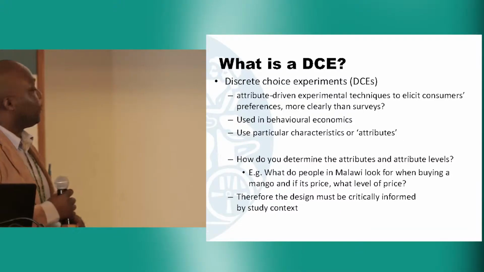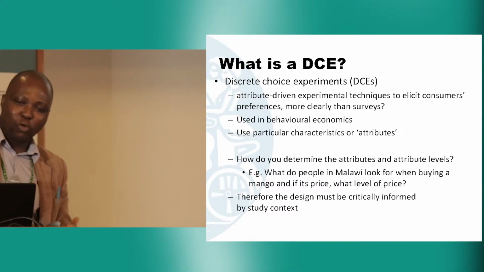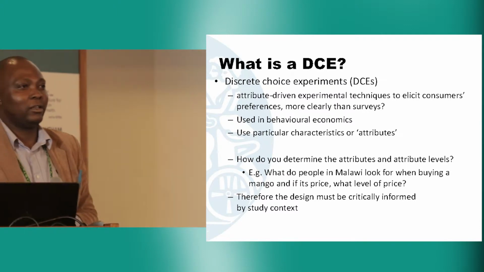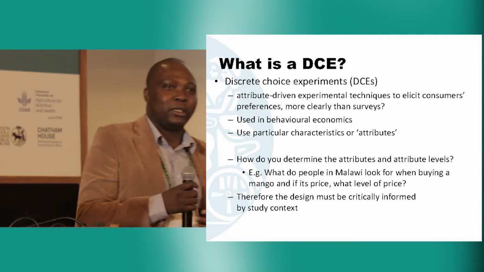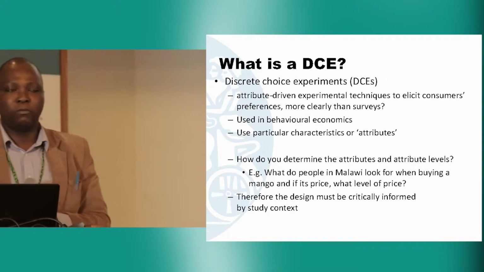An example: if you want to understand what people in Malawi look at when they want to buy a mango in the market, you would have to think about it. If it is price, then you want to ask at what price they would buy that mango. Such a study wants you to think carefully about the question you have, the product you are studying, and also the context in which the study will be conducted, because contexts are almost always different everywhere.